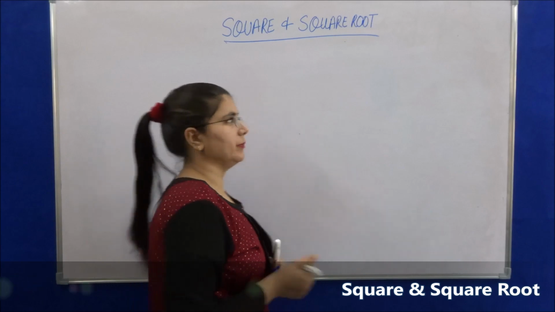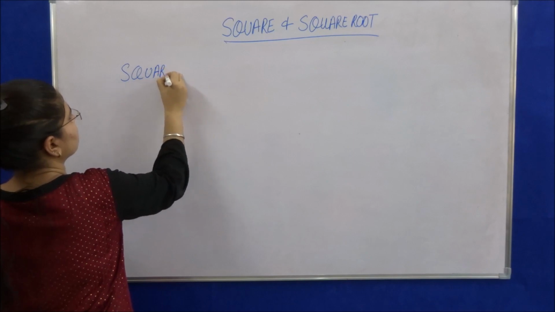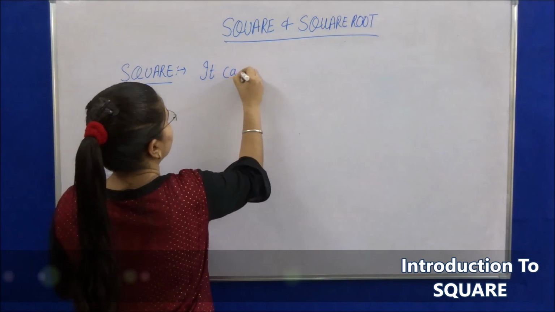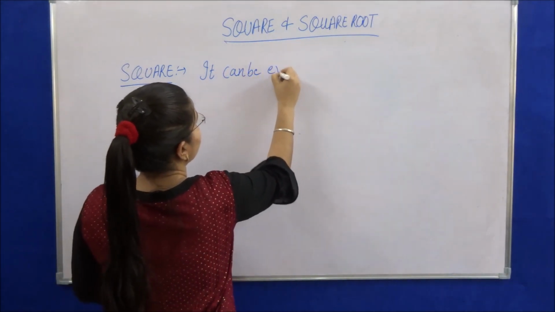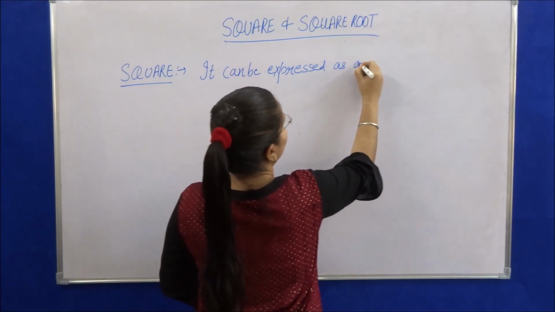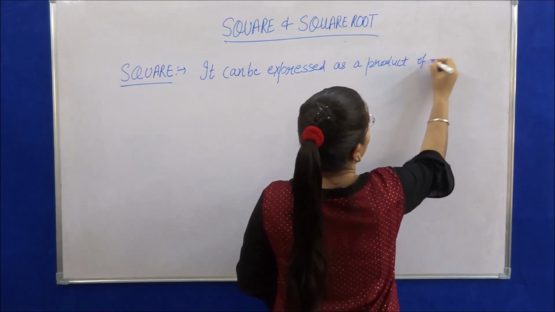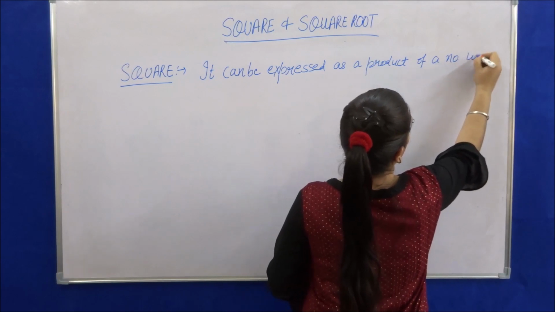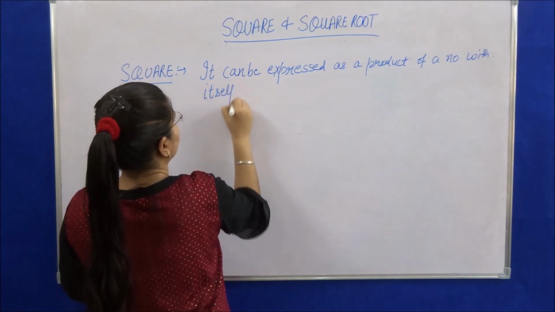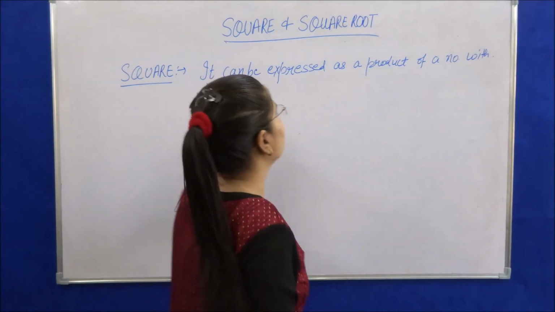What is the meaning of square? It can be expressed as a product of a number with itself. So, square is expressed as a product of a number with itself.